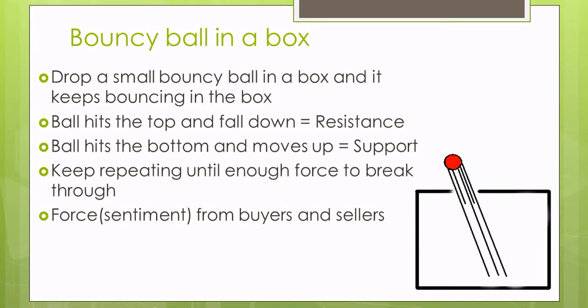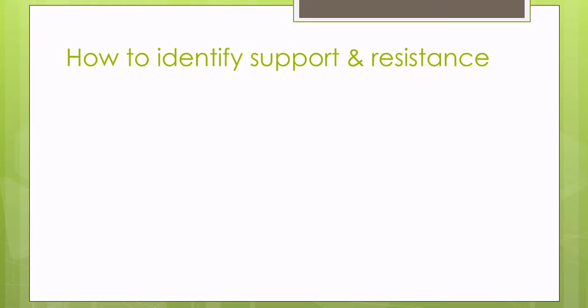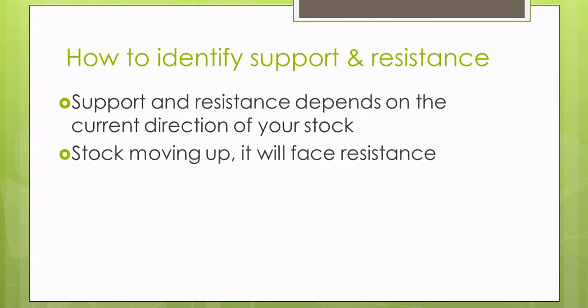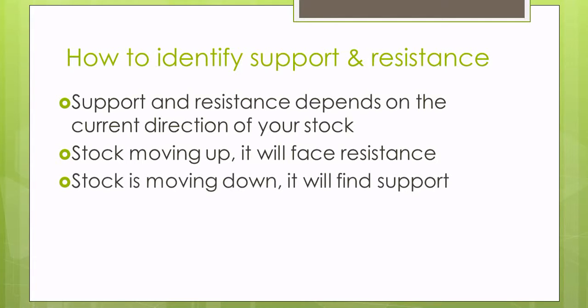So with everything that has been said, how do you identify support and resistance levels? Support and resistance levels can be identified depending on the current direction that the stock is moving towards. Now when a stock is moving up, it will face resistance, and when a stock is moving down, it will find support. Note that these levels depend on the current direction that the stock is moving towards and not the trend that the stock is in. So a stock can find support and resistance both in an uptrend and in a downtrend.